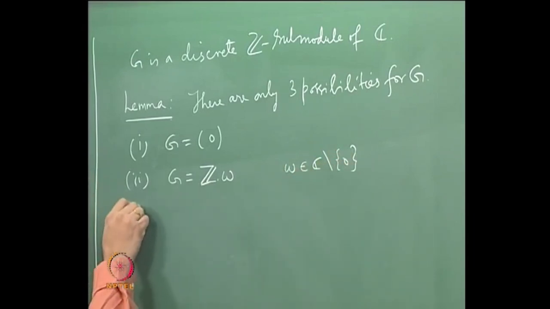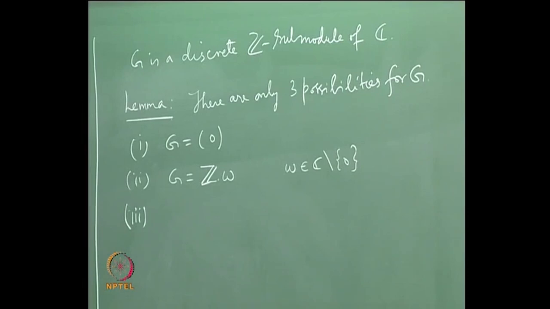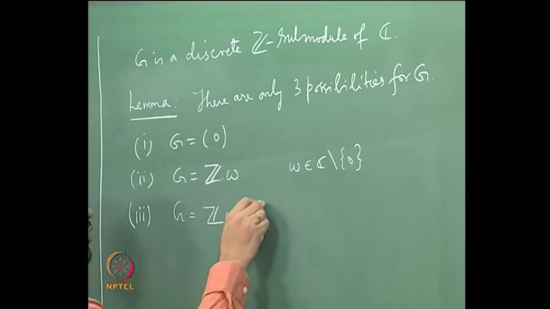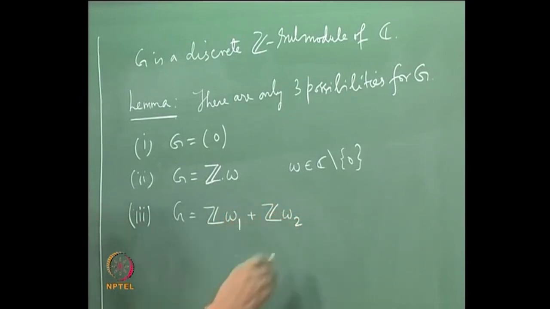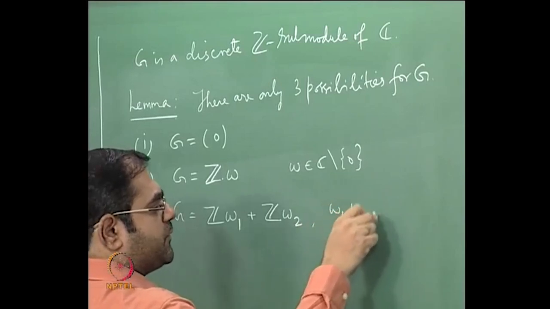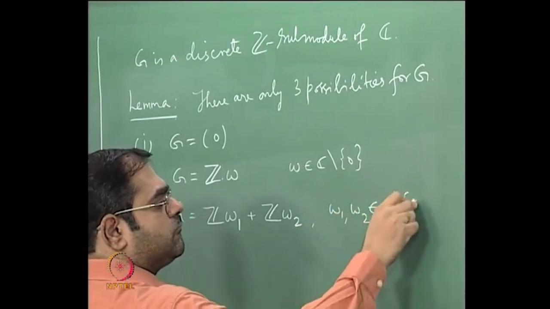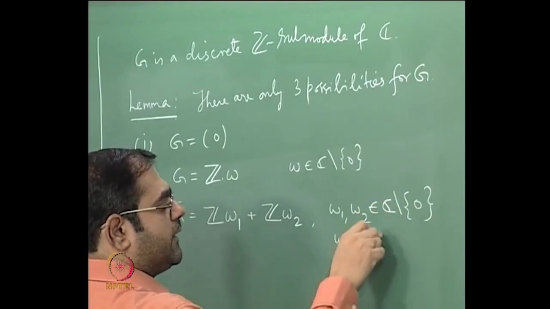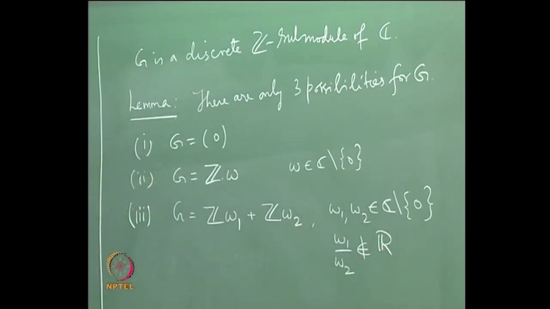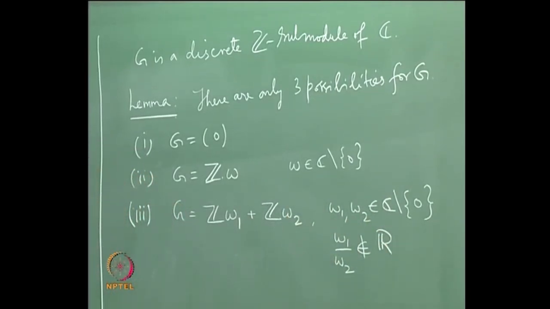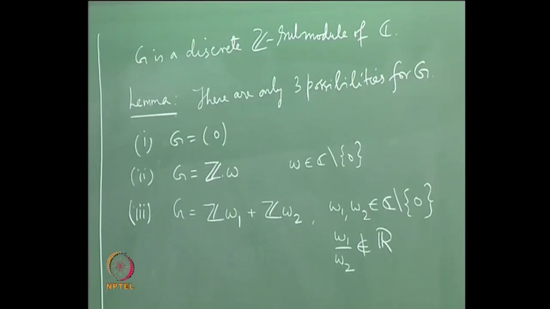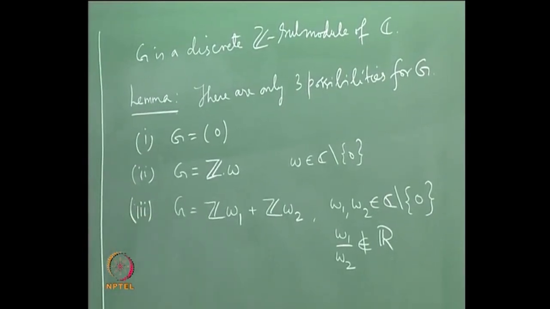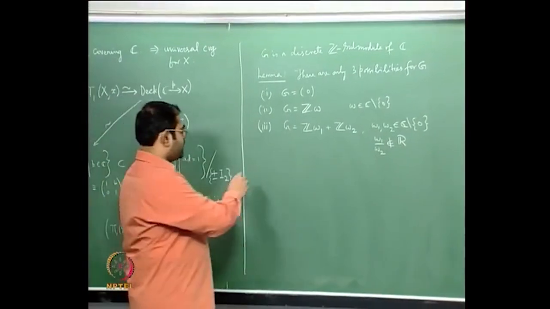And then the third possibility is that G is an integer linear combination of 2 complex numbers where both the complex numbers are non-zero, and their ratio is not a real number. That means they are linearly independent over the reals as elements of the field of complex numbers, okay. So these are the only 3 possibilities, okay. And so let us try to establish this proof.